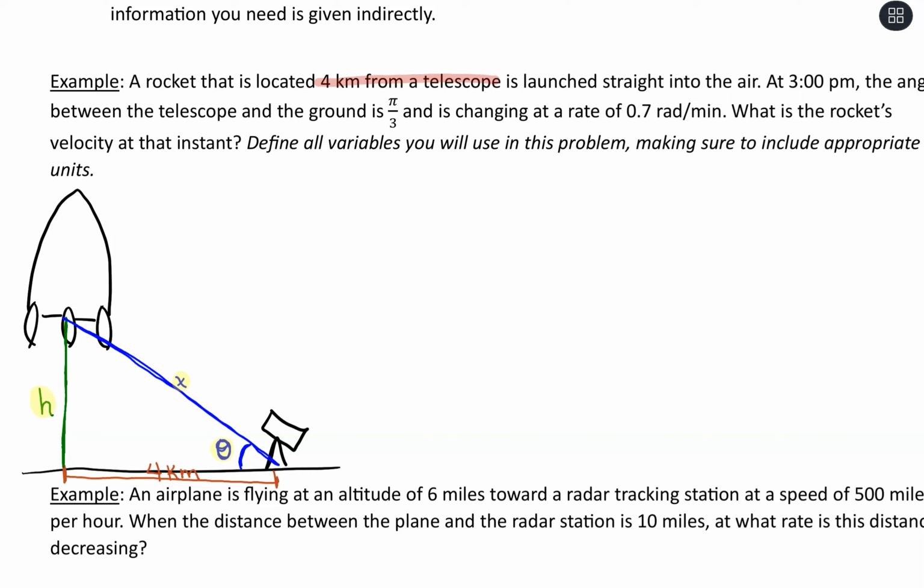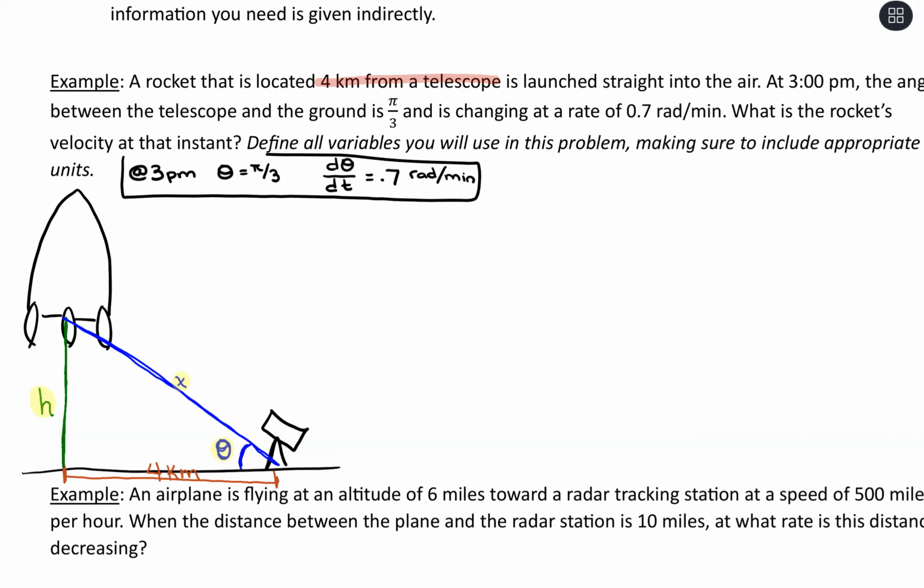And what we're being given here is at 3 p.m., that angle is pi over 3 and is changing at a rate. So that angle is changing with respect to time at 0.7 radians per minute. Now those pieces of information are a little snapshot, just at one point in time, how things are stuck and how things are changing. So what I want to do is hold off on using any of those values for as long as I can in my equation.